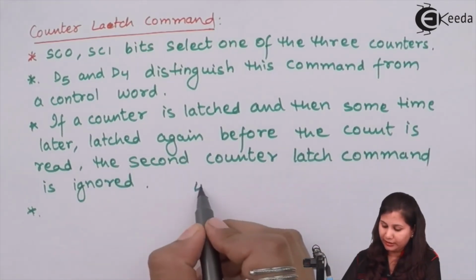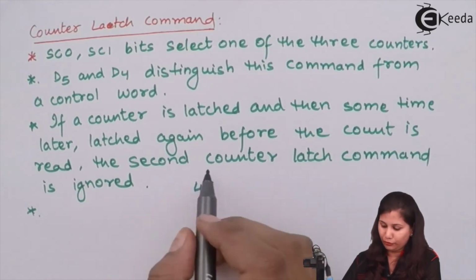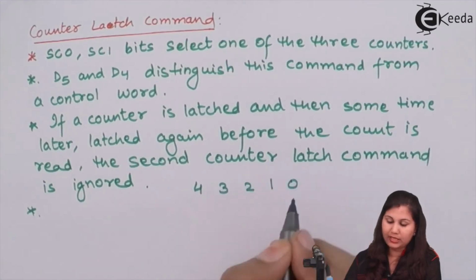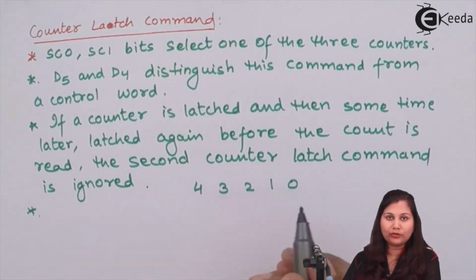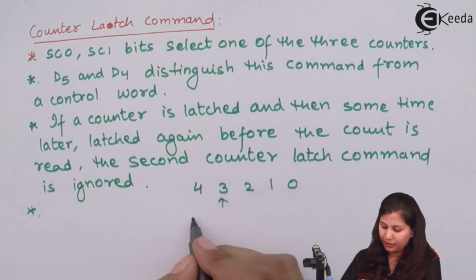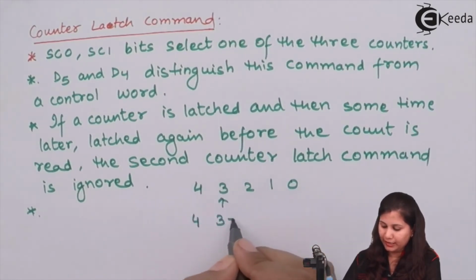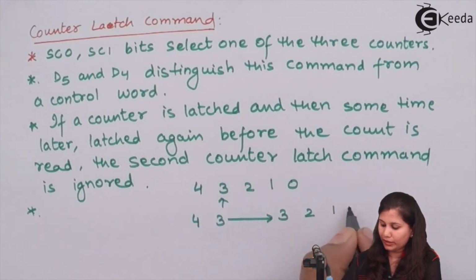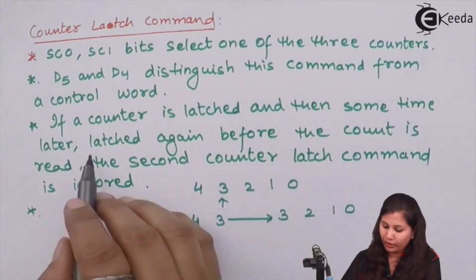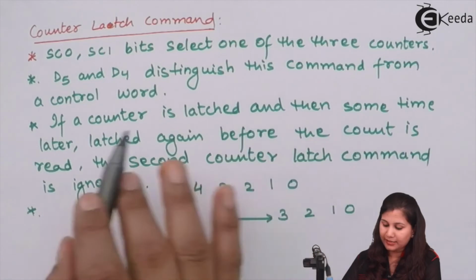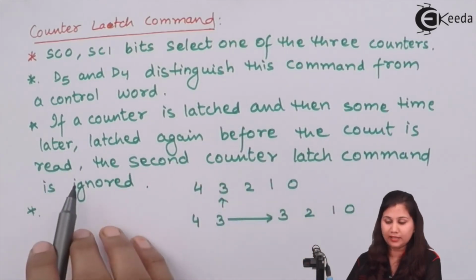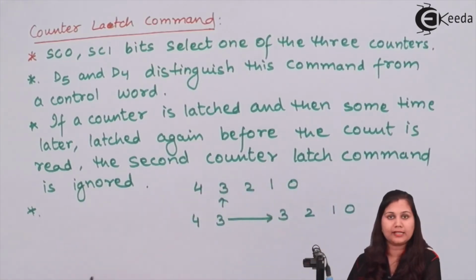Take again an example of the count value 4. The counter will decrement it like this: 4, 3, 2, 1 and 0. Now if the count value is latched at 3, meaning it is 4, 3 and then it is latched, its value is 3, and again the gate input is given, so 3, 2, 1 and then 0. So if a counter is latched and then sometime later it is latched again before the count is read, the second counter latch command is ignored.